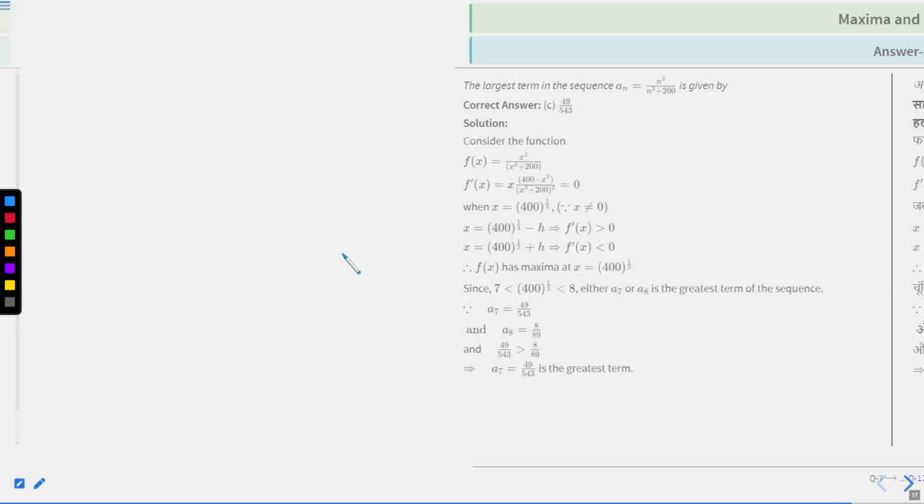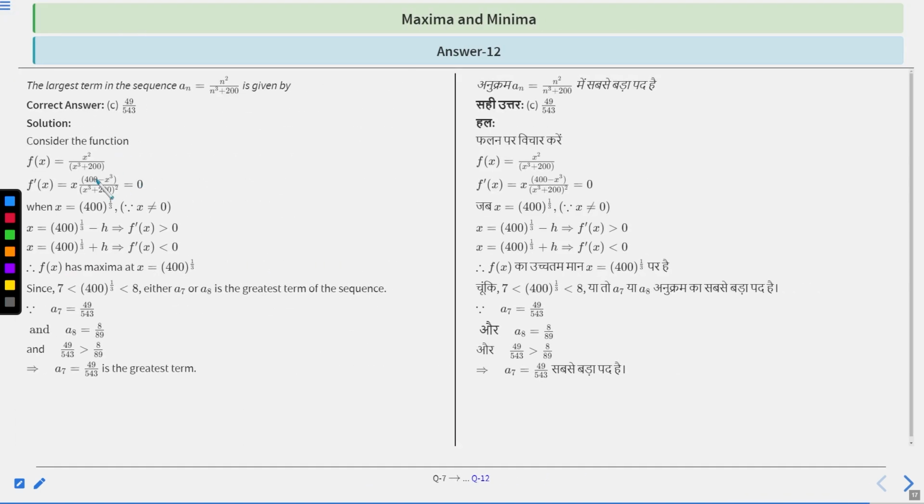Okay, let's move to the solution part. See, consider f(x) equal to x square upon x cube plus 200. Therefore, f dash x, you can calculate by using the quotient rule, which will be x into (400 minus x cube) upon (x cube plus 200) square, which is equal to 0 when x is equal to 400 to the power 1 by 3, since x is not equal to 0.